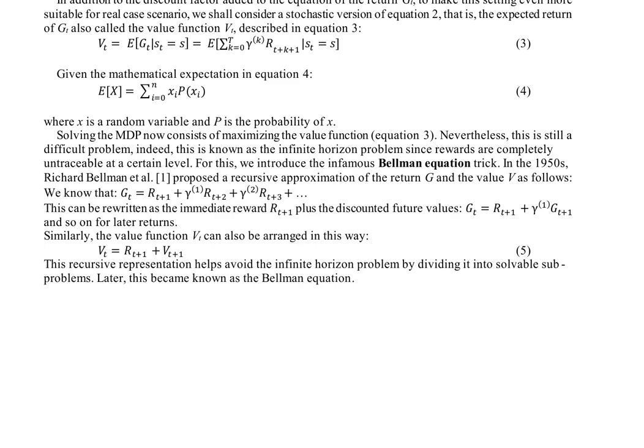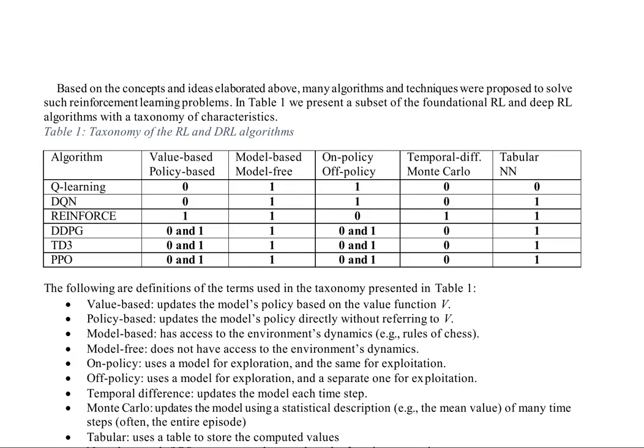To make the setting more suitable for real-case scenarios, the expected return of G_t, also called the value function V, is considered. V(s) equals the expectation of G_t given S_t equals s. Solving the MDP consists of maximizing the value function. However, this is a difficult problem, known as the infinite horizon problem. To address this, the Bellman equation trick is introduced, which recursively approximates the return G and the value V. V_t equals R_t+1 plus V_t+1.